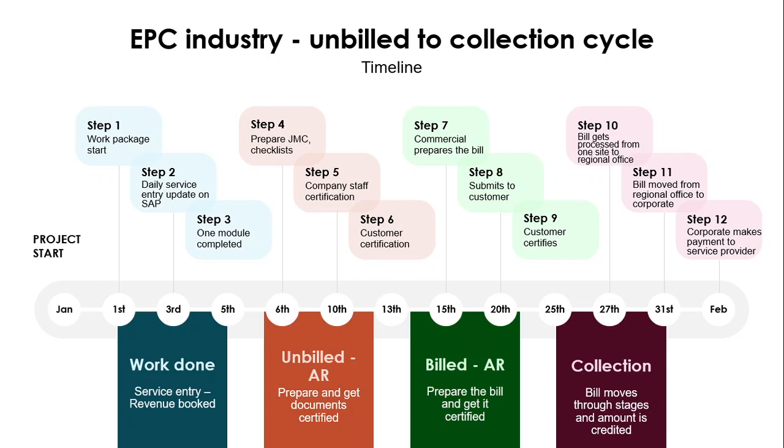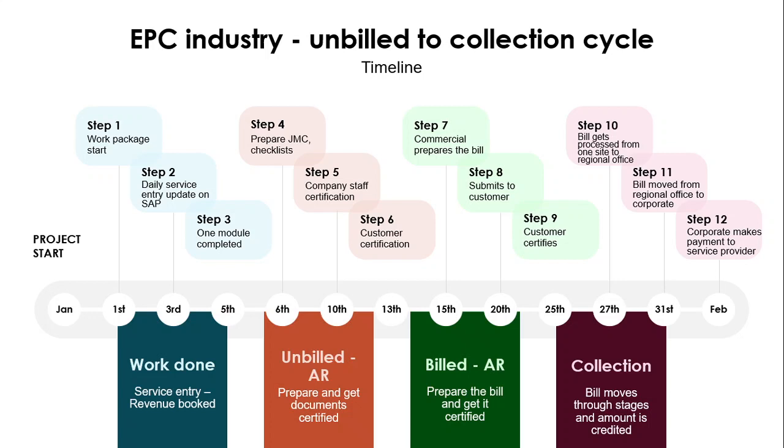The third phase of it is basically that the commercial person in charge of that project starts to prepare the bill, based on these JMCs and checklist and the quantities. They sign it, they certify it, and then they submit it to the customer. From the customer side, let's say at the site level, because typically all these EPC projects happen at sites, it can be a remote site or it can be within the city, the customer sitting at that site office would certify. Once you raise the GST invoice, it moves from the bracket of unbilled to billed.